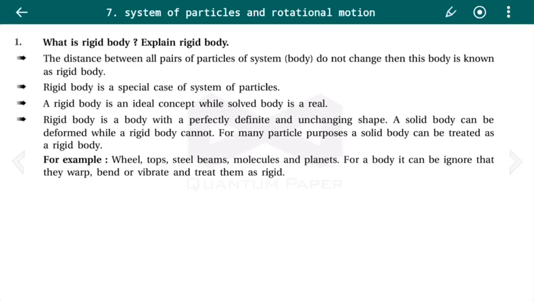For many practical purposes, a solid body can be treated as a rigid body. For example, wheels, tops, steel beams, molecules, planets. These are examples of such bodies. That is, for these bodies, it can be ignored that they warp, bend or vibrate, and they can be treated as rigid. So students, you may note down the difference between the solid body and the rigid body.